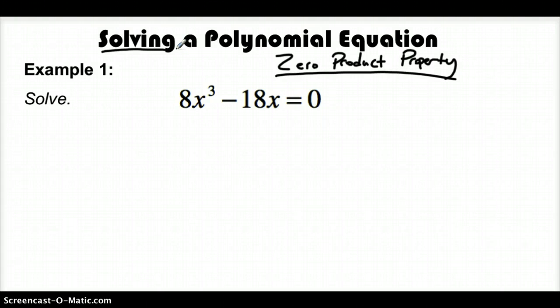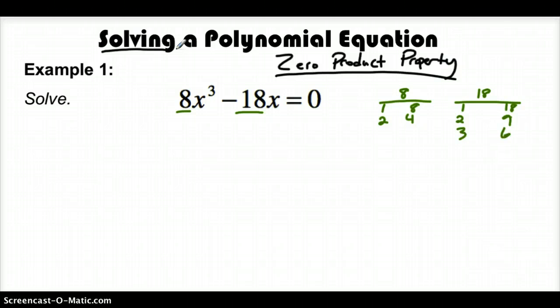All right, so 8x cubed minus 18x equals 0. The first thing I see here is 8 and 18, so maybe I'll underline these in green and look at the factors of each of these numbers. All the ways I can get to 8 are 1 times 8, 2 times 4. 18 would be 1 times 18. Well, I skipped one there, sorry about that. 2 times 9 and 3 times 6, and I think that's it.